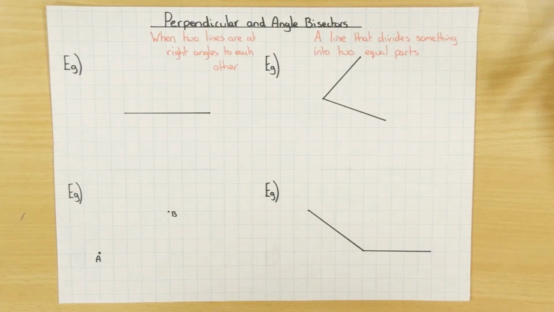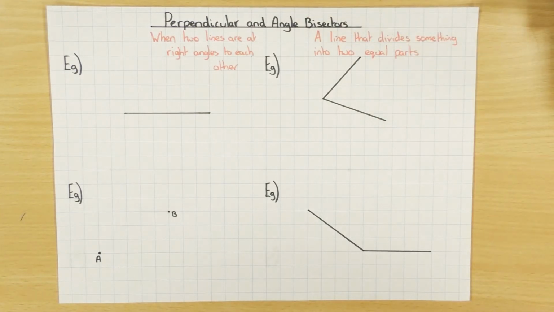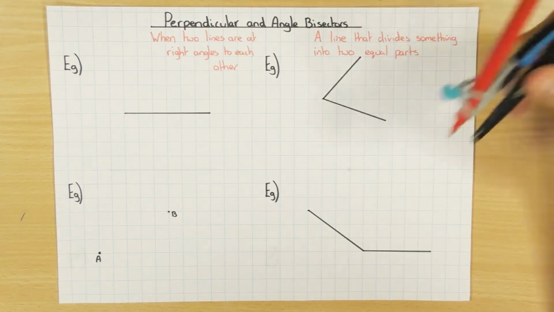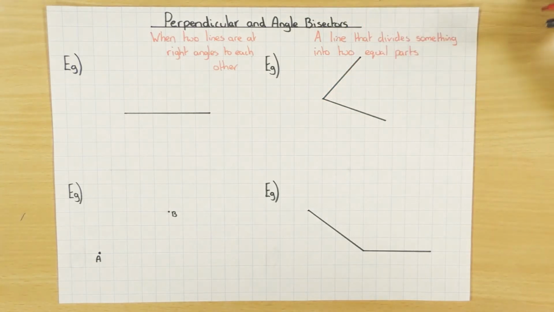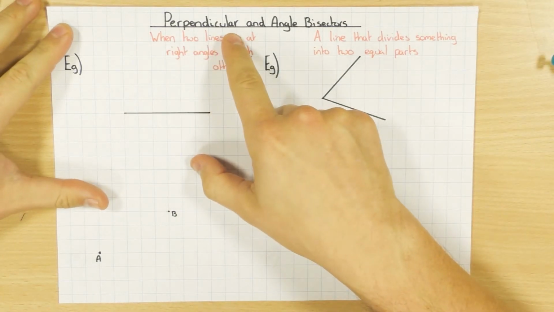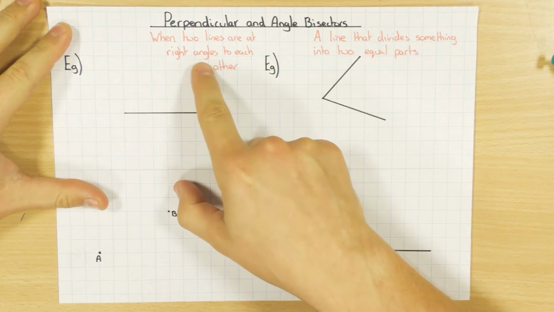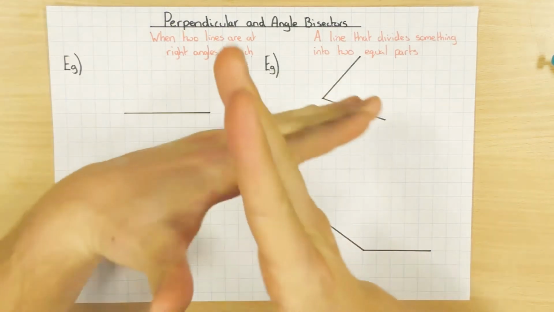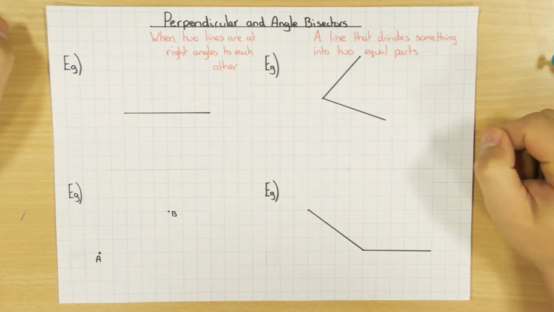Hi guys, in this video we're going to have a look at how we do perpendicular bisectors and angle bisectors. To do this you're going to need a compass, and probably best to have a little chat about what perpendicular means. If two lines are perpendicular, then it means they meet at right angles. Basically there'll be a cross where they meet is a right angle, so 90 degrees.